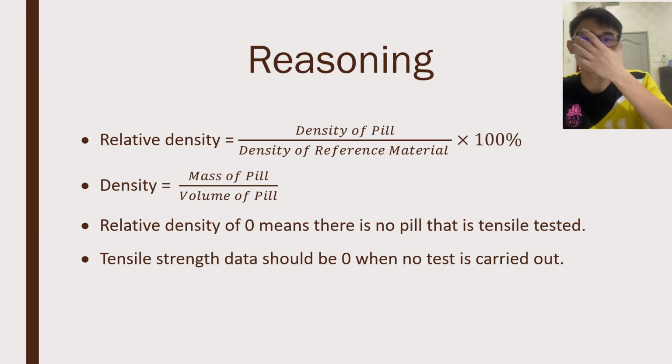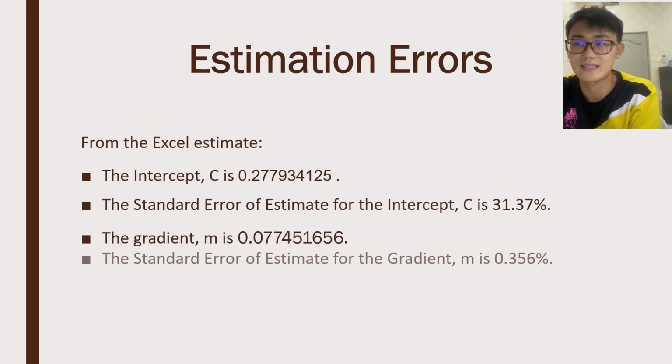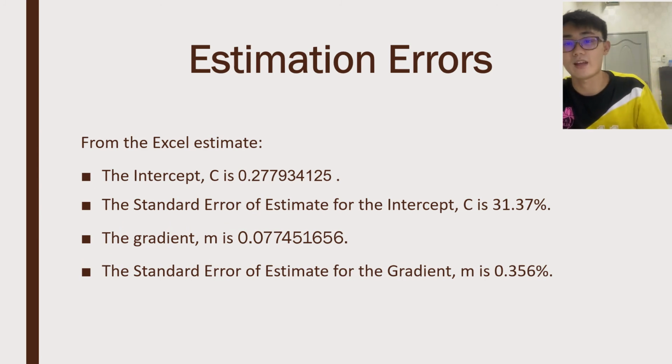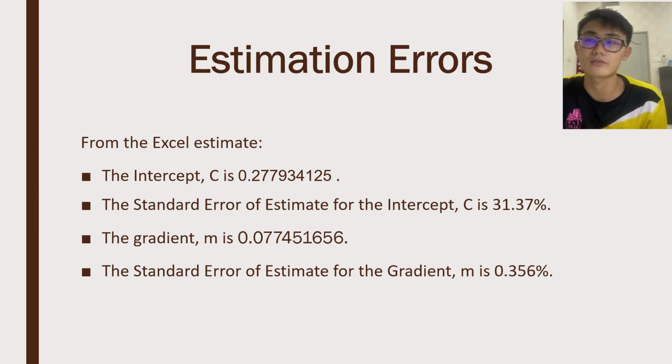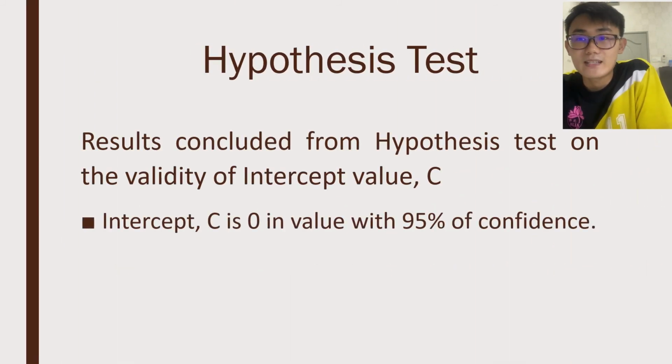From the Excel estimate, the intercept C is this value, and the standard error of estimate for the intercept C is 31.37%, and the gradient M is this value, and the standard error of estimate for the gradient M is 0.356%. The hypothesis test results conclude, from the hypothesis test on the intercept value of C, that the intercept C is 0 in value with 95% confidence.